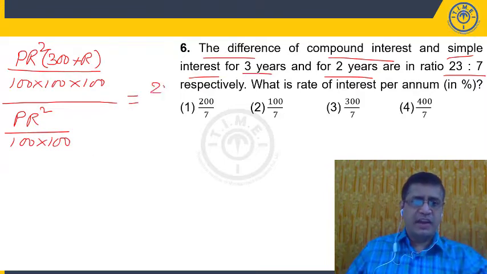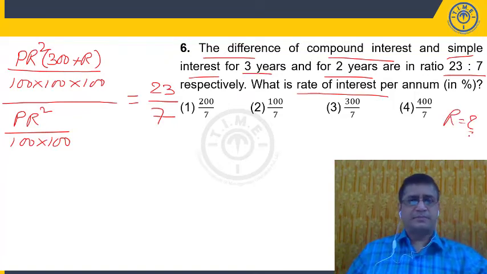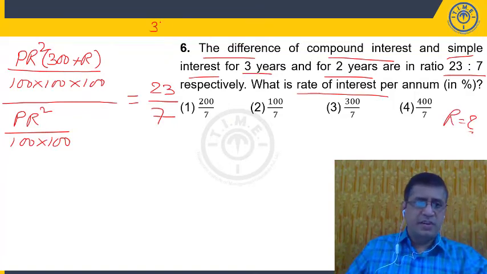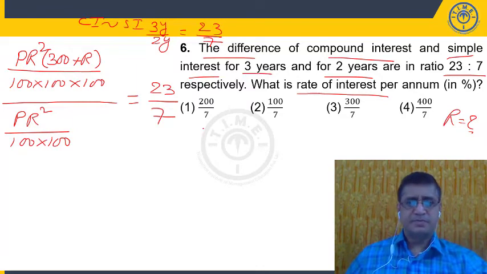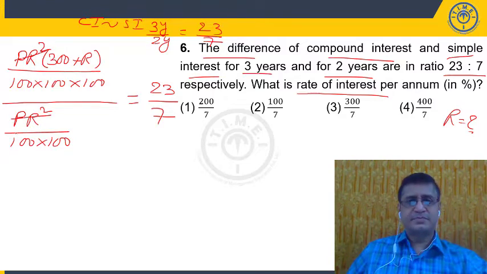The ratio of these two is given as 23:7. The ratio is given. We need to find the value of R, the rate of interest. So the 3 years difference by the 2 years difference in compound interest and simple interest is 23/7. Very simple. Now what is the cancellation? PR square gets cancelled. So 100 into 100, 100 into 100 get cancelled. Now what is left?